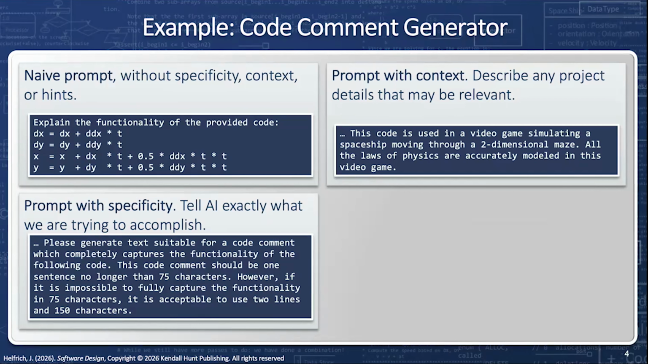Now we're going to add some context. Describe any project details that may be relevant. So we're going to add to this: this code is to be used in a video game simulating a spaceship moving through a two-dimensional maze. All the laws of physics are accurately modeled in this video game. Okay, let's see how this changes our prompt.